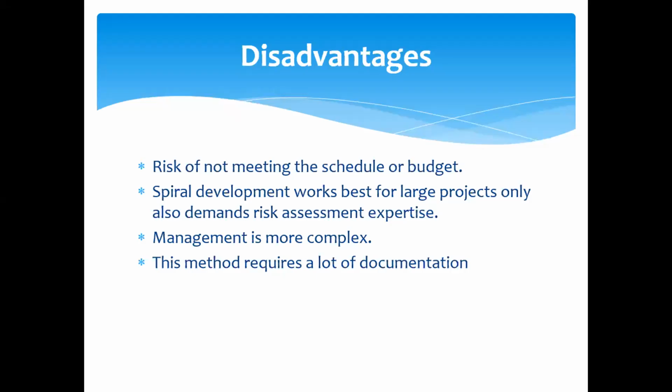Small problems can destroy the entire project. That's why in those big, huge, risky projects, the spiral model is used. Management is more complex as the spiral model is used in huge risky projects. That's why management is done more complexly for 100% perfection.